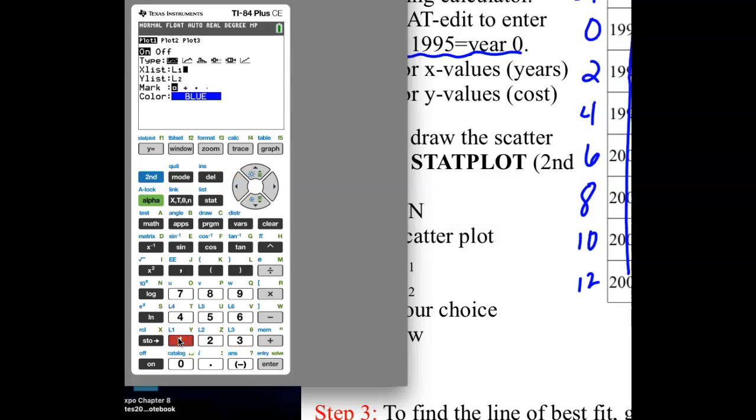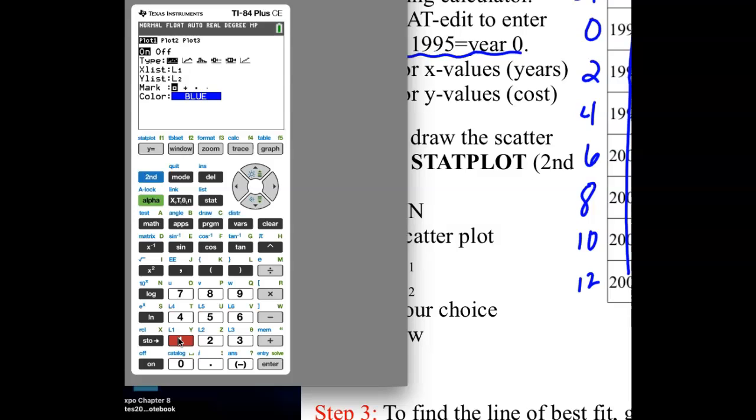All right, now for the mark, I typically will use the little box, the little square, or the plus sign. A dot gets very hard to see if you have a lot of data in a big window. Okay, so I would use one of the bigger symbols. Okay, so I have mine set to be a little square. And then this calculator does them in color. If yours doesn't, that's fine. It doesn't need to be in color.